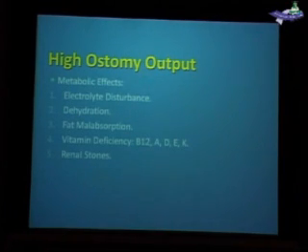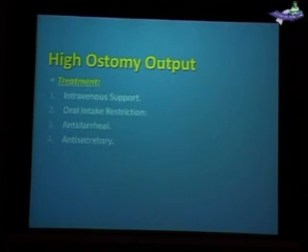I've mentioned those. Why do these patients get renal stones? For 2 reasons. They're dehydrated. They lose a lot of fluid, and then their urine is acidic. So this is one of the late complications in chronic high ostomy output. They can get renal stones.